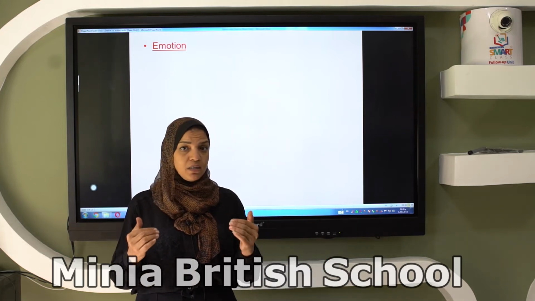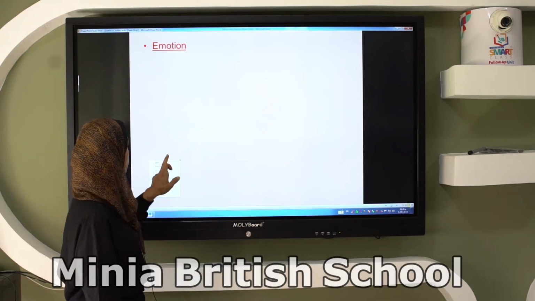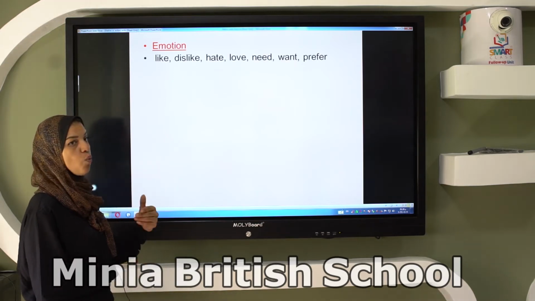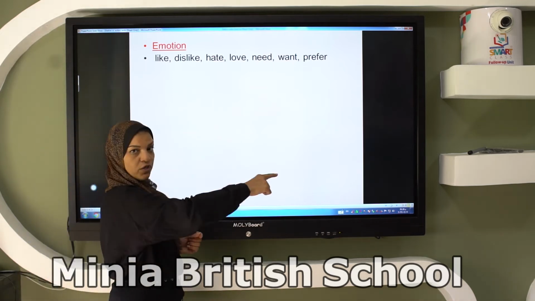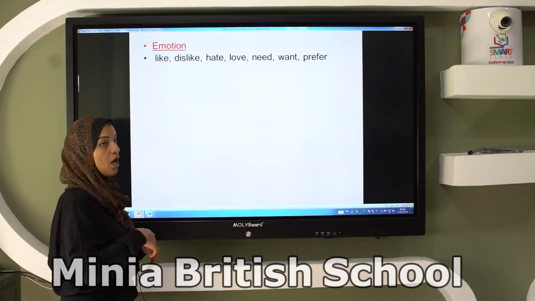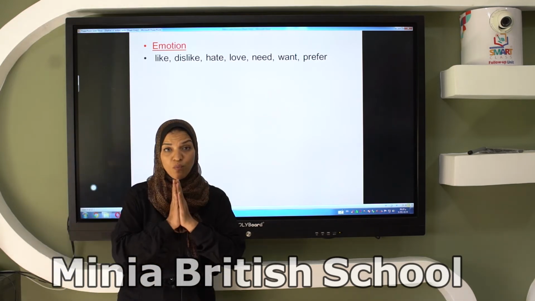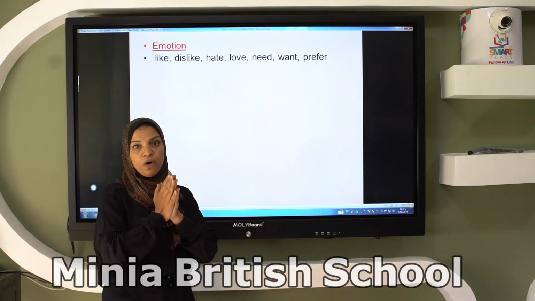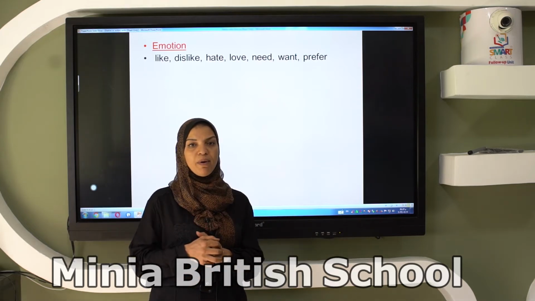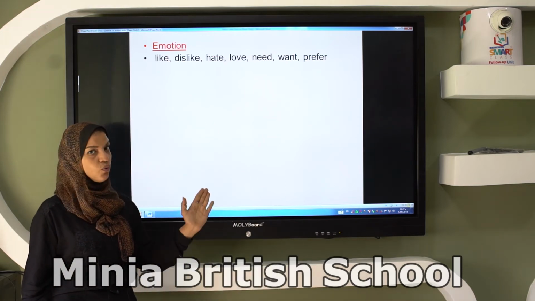We have so many stative verbs in English. The first group I'm talking about here is the emotion one. Like, dislike, hate, love, need, want, and prefer. None of these verbs can be taken in the present continuous form, only the present simple. So we usually say, I like English. I love you. I need some water, or I need some money to buy a new mobile, for example. I prefer going to the cinema to watching movies on TV. So these verbs of emotion are always in the present simple form.